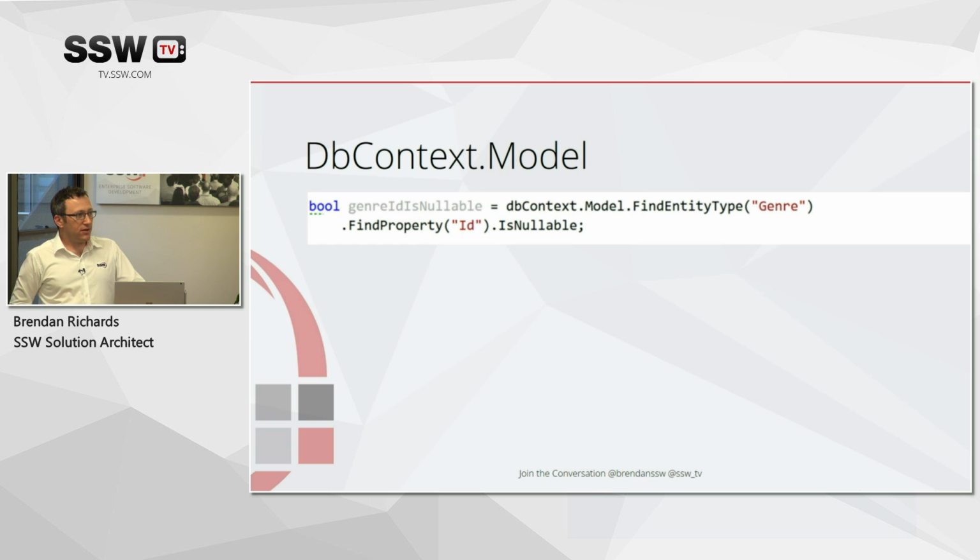A new object on DbContext is DbContext.model. I quite like this one, although I don't like the API it gives you right now. Previously with Entity Framework, you could make configuration with your EDMX files, for example, or with data annotations on the entity classes themselves, or you could use the Fluent API for configuration.